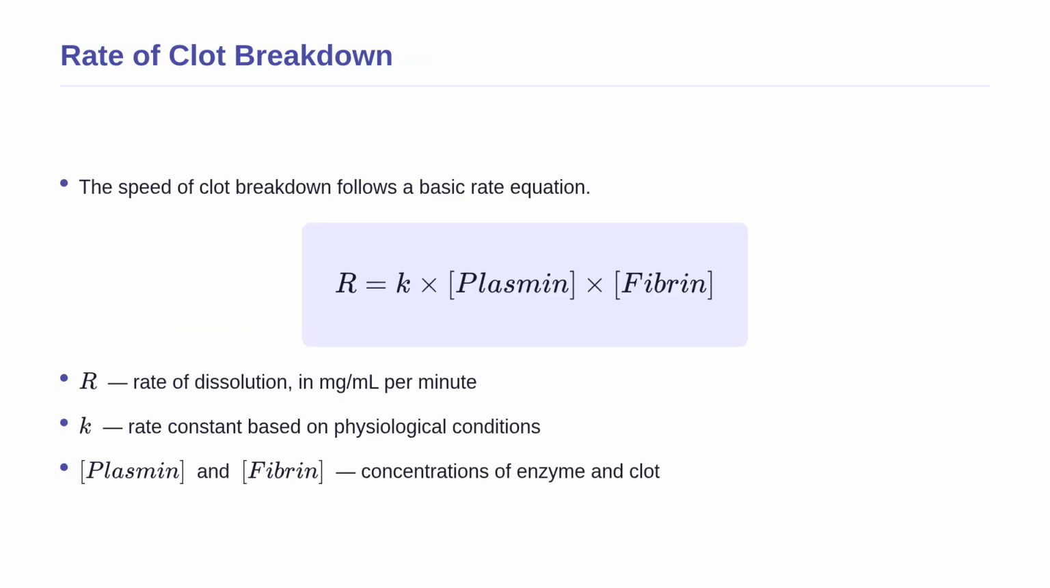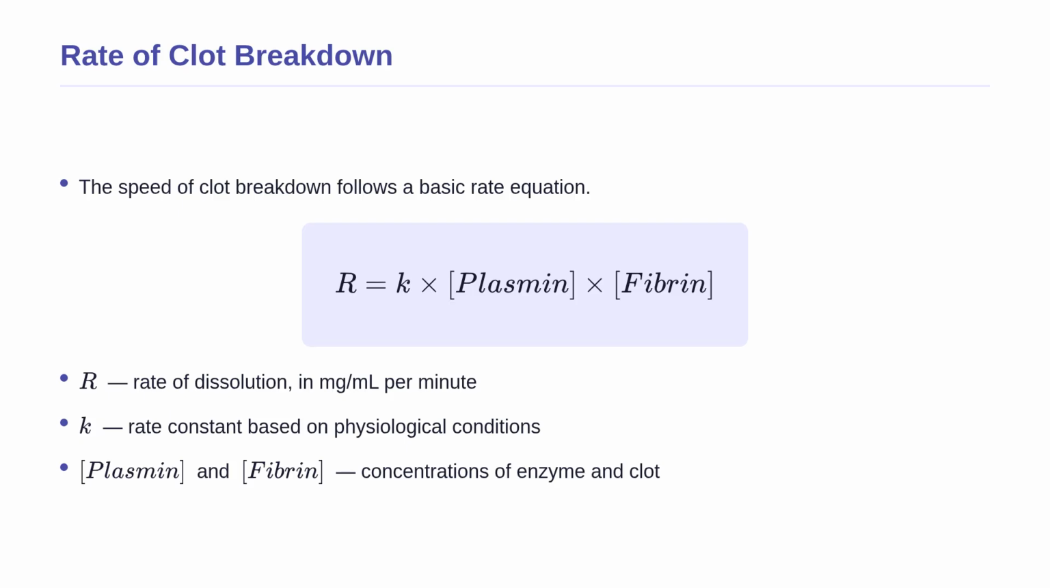Now that we know how doctors use this system, let us understand the mathematics that govern how fast it works. While physiology is heavily biology-based, the breakdown of a clot is ultimately a chemical reaction that happens at a specific speed. We can represent this using a basic rate equation. The formula states that the rate, R, equals K times the concentration of plasmin times the concentration of fibrin.